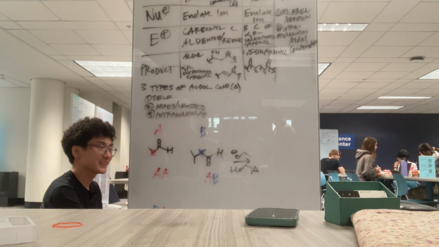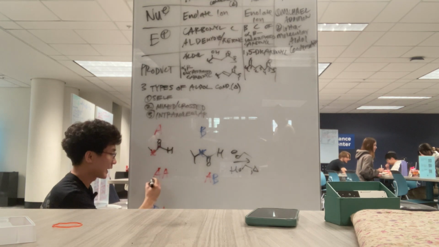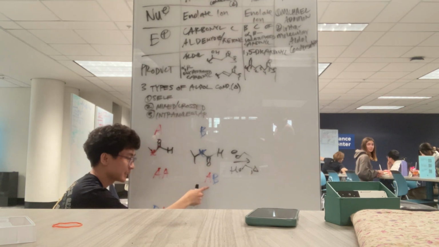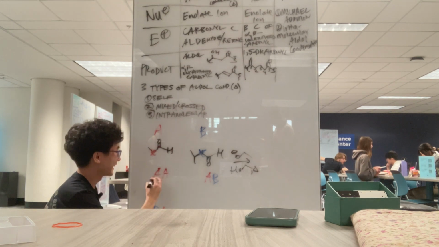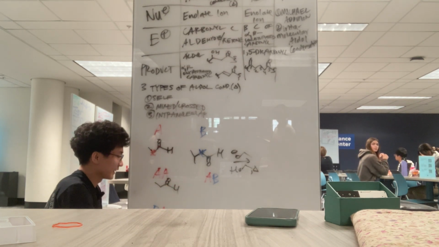The first letter here is going to be the nucleophile, the star. The second letter is the electrophile, the dot. So this is self-aldol because they're the same color. This is mixed aldol because they're different colors. So that's a good way of looking at it.